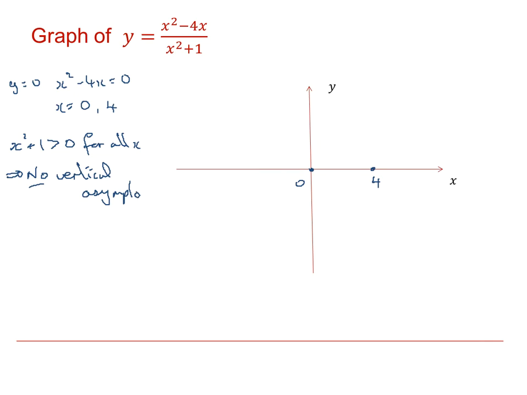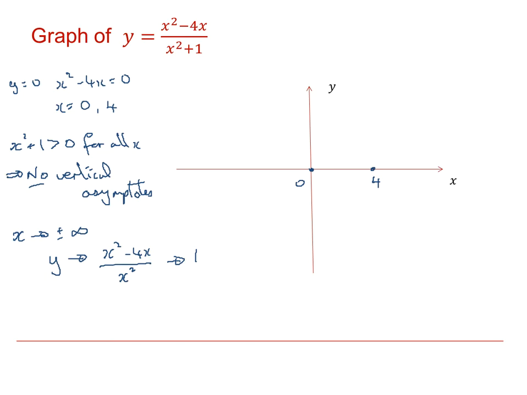But what about horizontal asymptotes? We get a horizontal asymptote when we consider what happens when x approaches plus or minus infinity. And we can see from there that y approaches x squared minus 4x over x squared. Now that's going to be approaching 1, but I've left the 4x in there because it gives us a clue as to how it approaches 1.